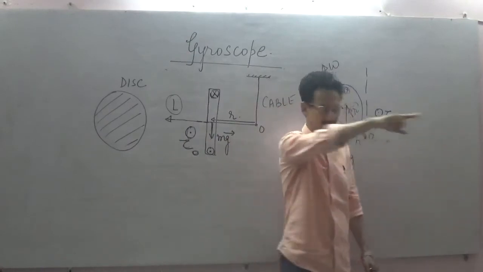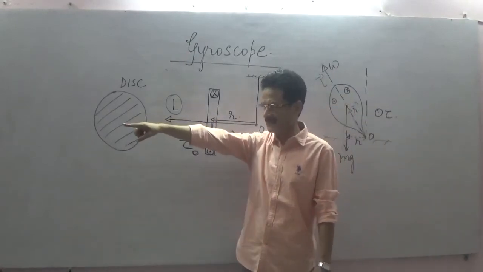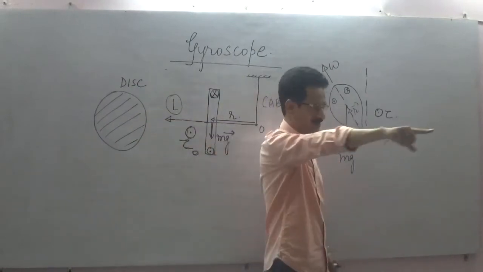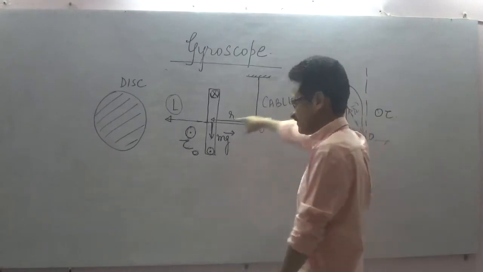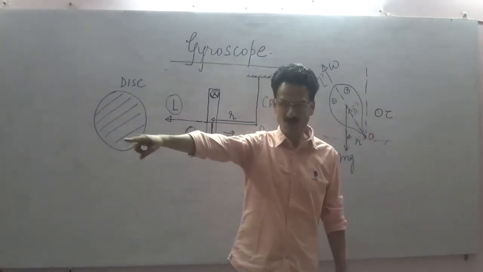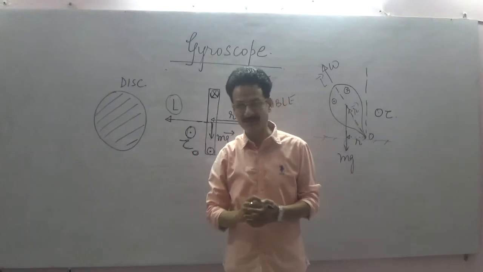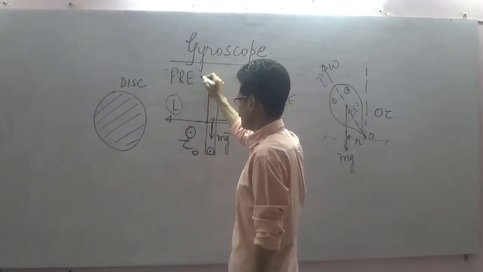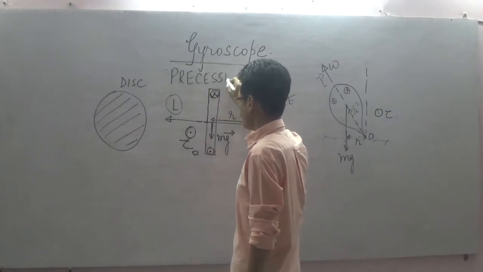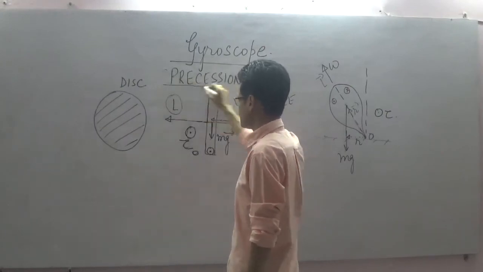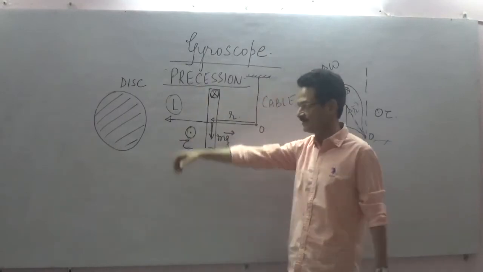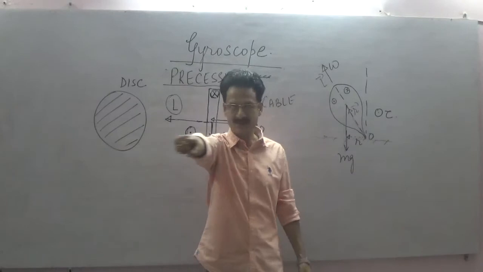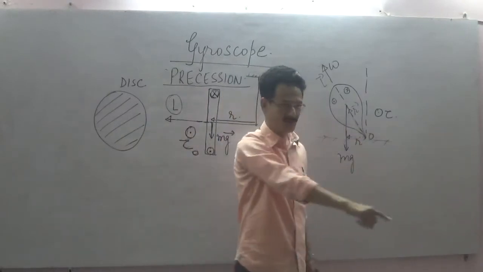It will start drifting in this direction. It will start moving along a circle in this direction, like this. A complete circle it will make. This motion is known as precession. Instead of falling down, it will start moving along a circle in this direction, and this motion is precession.